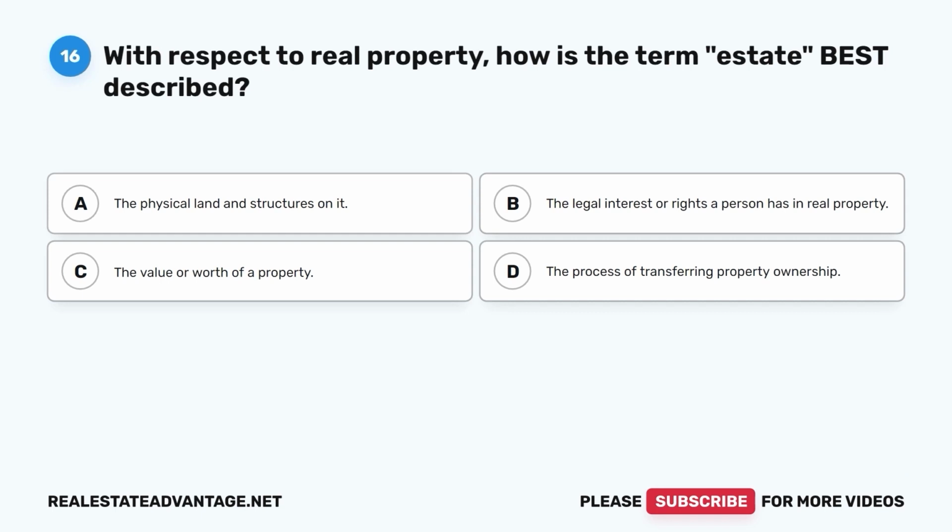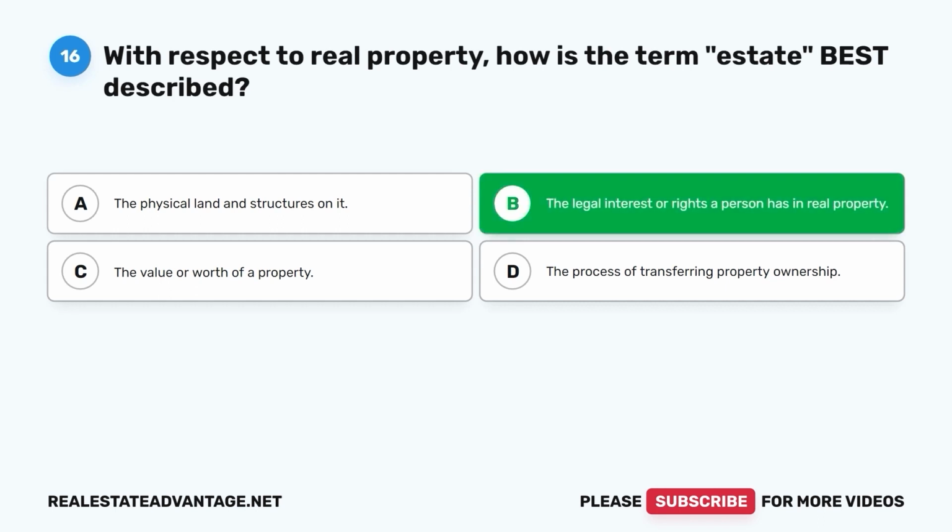Question 16. With respect to real property, how is the term estate best described? A. The physical land and structures on it. B. The legal interest or rights a person has in real property. C. The value or worth of a property. D. The process of transferring property ownership. The correct answer is B.